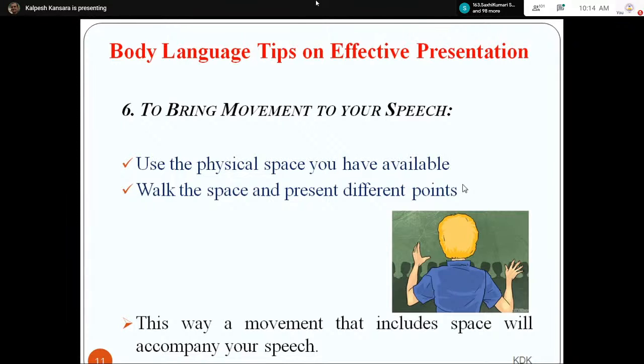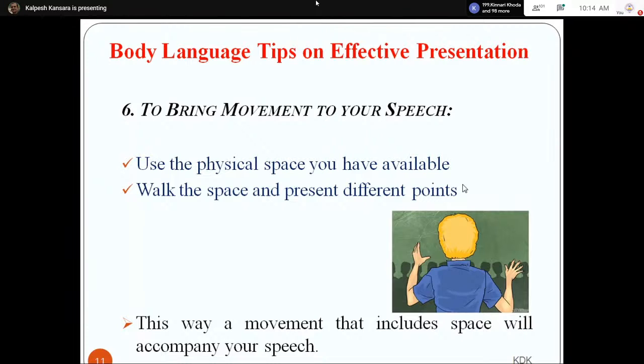Further, the next tip is to bring movement to your speech. What you should do. You'll have space around you when you are on the stage or on the platform or behind the podium. You still have some space around you. So you can use that physical space that you have, and you can walk the space and present different points at different places. You can move two steps forward, you can go back, you can point at the screen, you can even move into the audience. And this way, a movement that includes space will accompany your speech, and that will give more force to what you are telling. So use the physical space, but at the same time, you need to be very, very careful about the microphone.